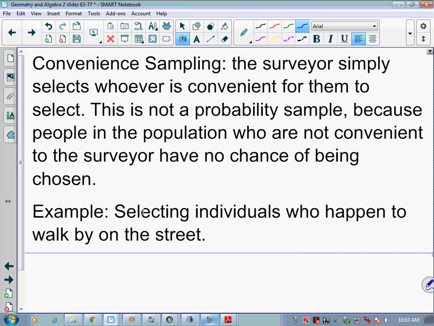Do you have any chance of being asked a question by the man on the street on Hollywood Boulevard? No. The only way you would have a chance is if you happen to be on that street when the surveyor is out there. Until then, you're never going to get asked so long as you are not where the surveyor is. The surveyor is asking a question, selecting individuals who happen to walk by on the street. So it's whoever's closest to me, if I'm the one surveying.